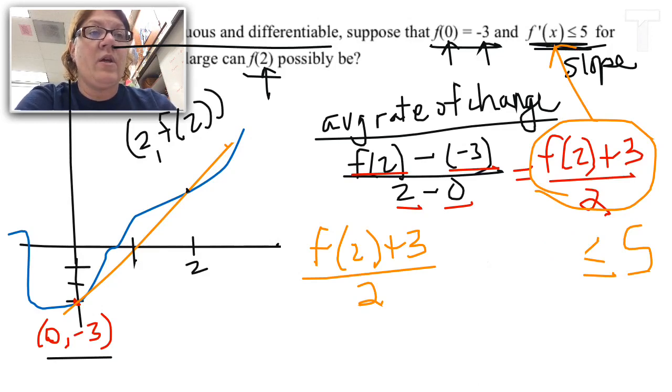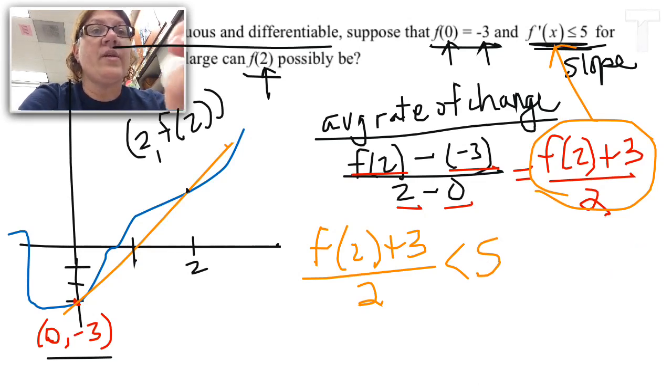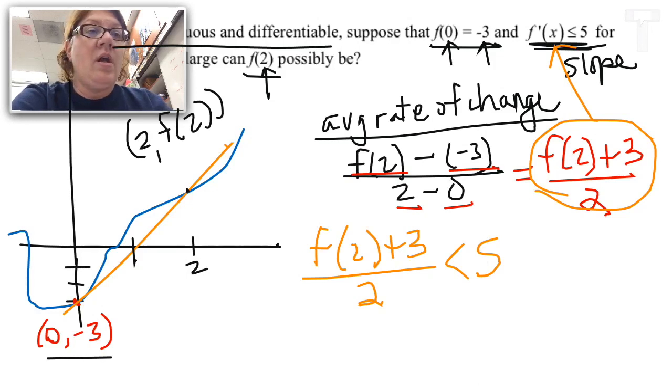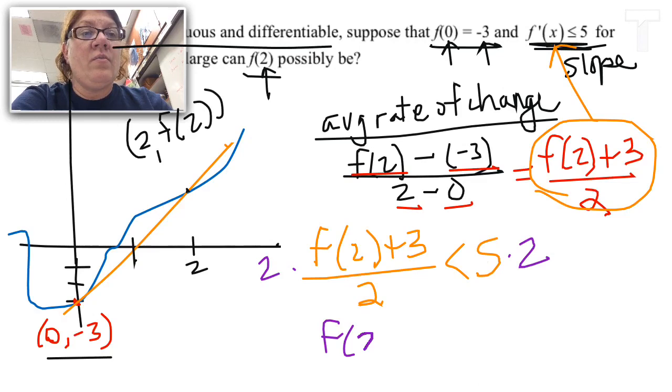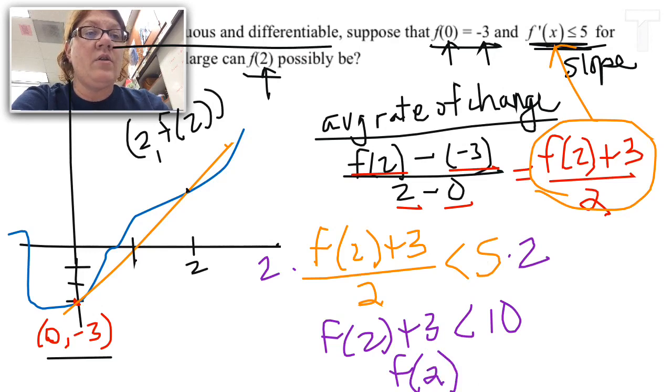I'll actually write that over here to the left. I'll squish it over. And so now I can solve. Because remember it says how large can it possibly be? So I'm really just looking at, well, what could it go bigger? Could it go bigger? What's the biggest? And so if I solve this, of course, I can multiply both sides by 2. And so I have f of 2 plus 3 is less than 10, and then subtract 3 from both sides. So I know f of 2 has to be less than 7.